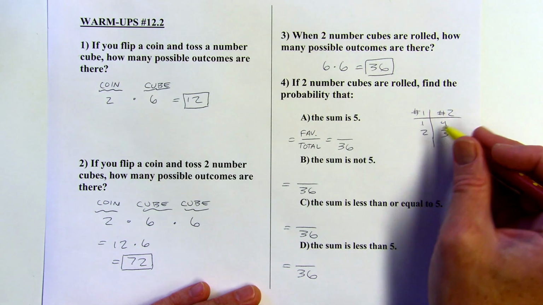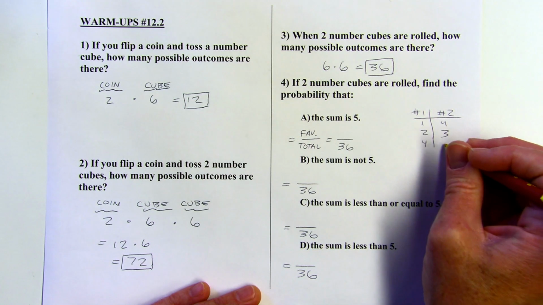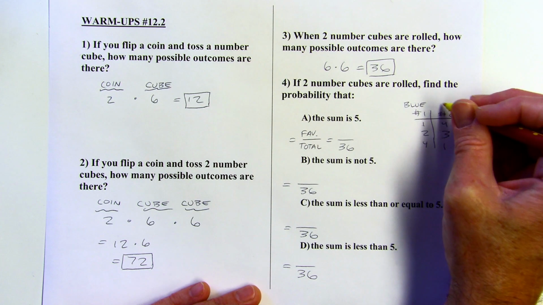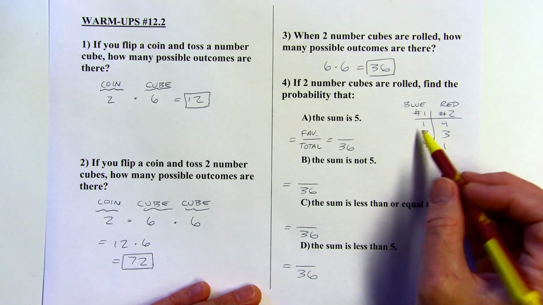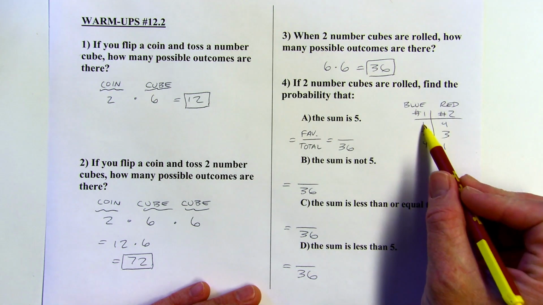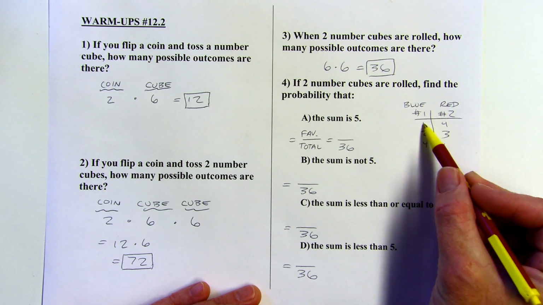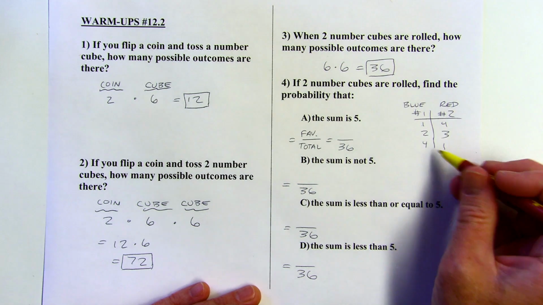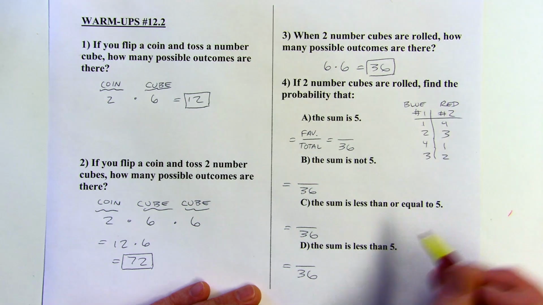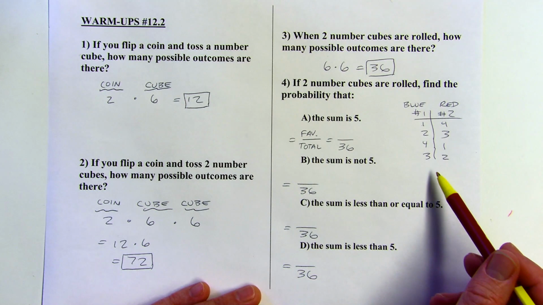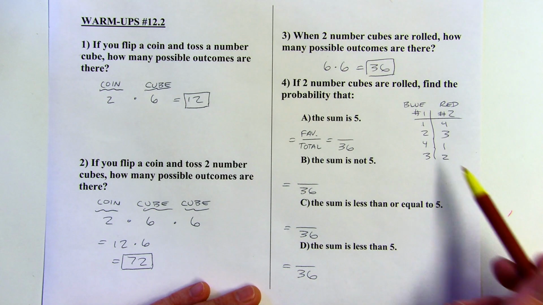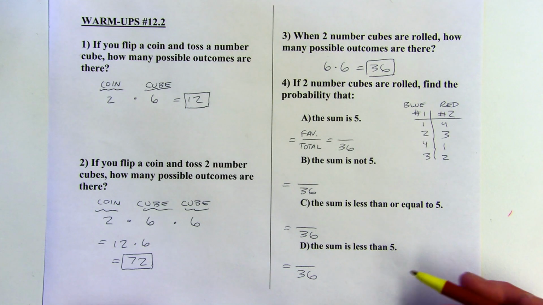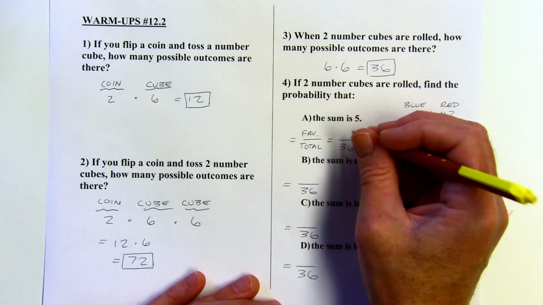Rolling a 1 and a 4 is not actually the same as rolling a 4 and a 1. Often you'll see these problems talk about a blue number cube and a red number cube. And then you can see, okay, if I got a 1 on my blue cube and a 4 on my red cube, that's not the same as getting a 4 on the blue and a 1 on the red. Same with this, okay? So there's 4 different combinations there. If I roll a 5, you can't roll a 0, so a 5 is not going to work, or a 6, okay? So there's my 4 combos.